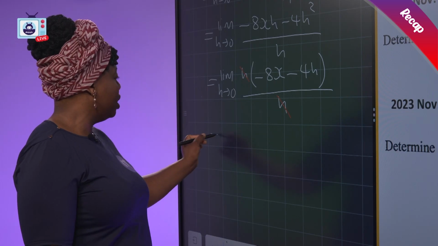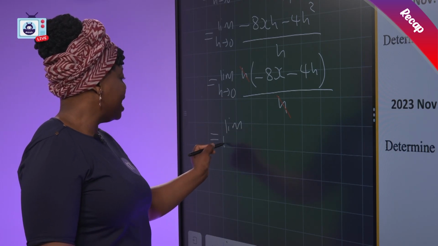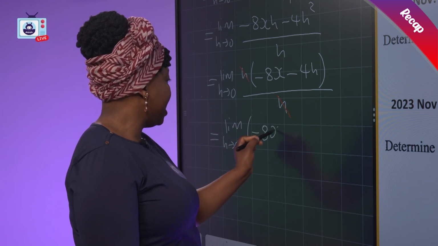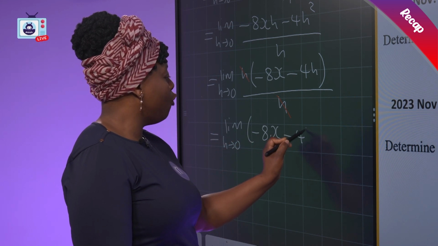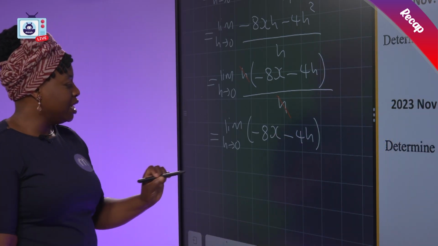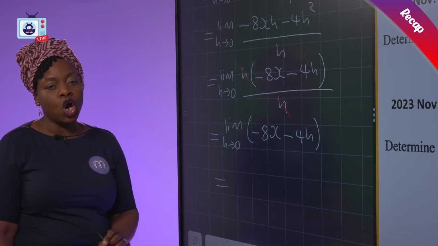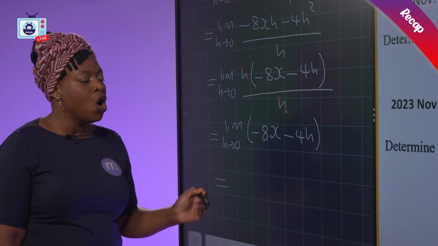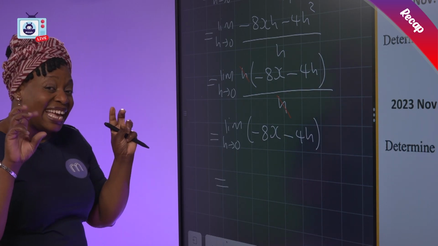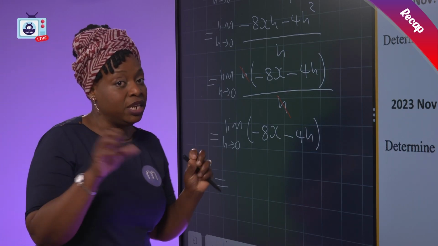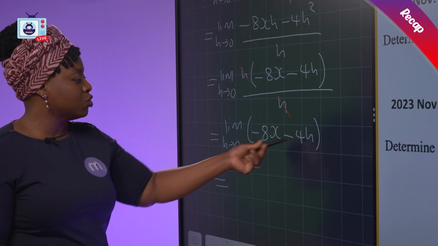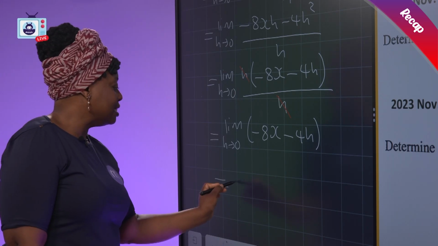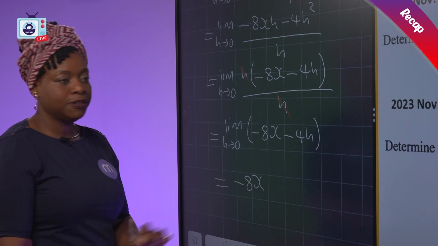So let's copy it down. Our remaining is the limit as h approaches 0 of negative 8x minus 4h. As I said, when we reach this step whereby h is no longer in the denominator, we are saying as h approaches 0, whatever has h acts as if it's substituted by 0, but not really. So we're not showing those steps, but we are literally saying that h is now approaching 0. So then the answer will be negative 8x.